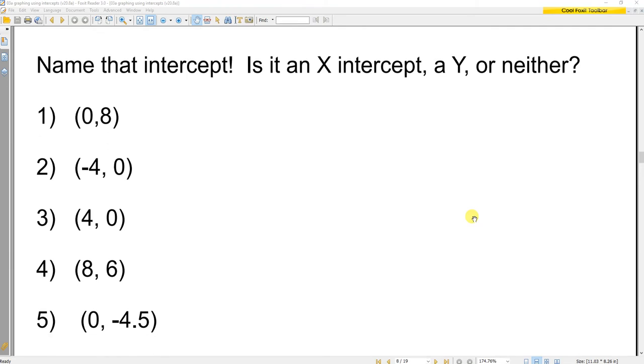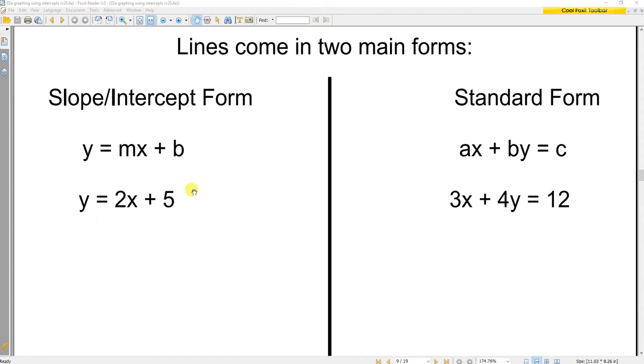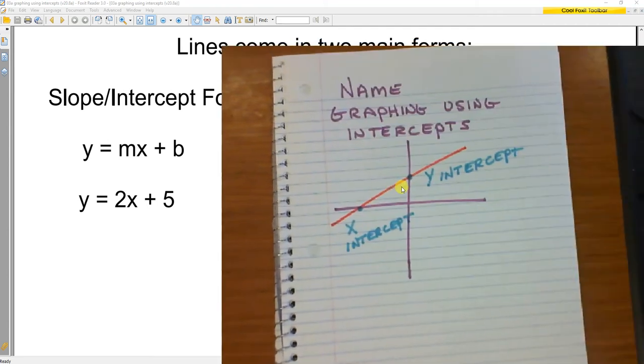All of these are intercepts. This guy right here, that's a y-intercept. X-intercept, x-intercept, not an intercept, y-intercept. If you plotted these, you would see that number 1, 2, 3, and 5 are all intercepts. What makes an intercept obvious is when it has a 0. It always has a 0 in it. So we're going to get this into our notes. Lines come in 2 main forms.